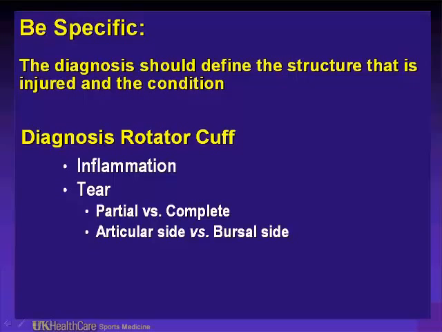So you can think about this rotator cuff sandwich, if you will, as being an articular side on the bottom and a bursal side on the top. So is this more of a bursal-sided compressive problem? Is it more of an articular-sided partial tear of the rotator cuff, as we see in throwers, or is it a complete rotator cuff tear in an older individual?